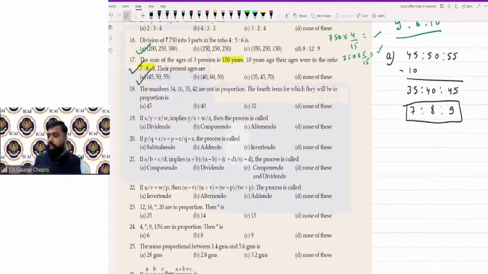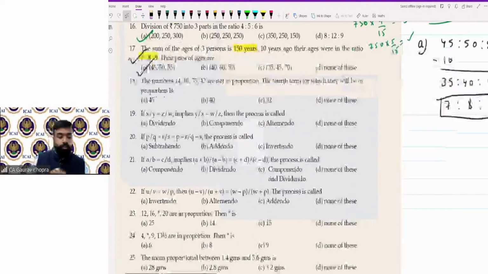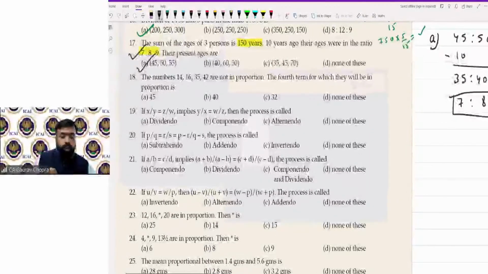Question number 18 is about fourth term. Yes, the 18 says the numbers are not in proportion. The fourth term for which they will be in proportion. तो इसका मतलब हुआ कि फोर्थ टर्म जो है वो रॉन्ग है. यू हैव टू चेंज द फोर्थ टर्म. तो फोर्थ टर्म क्या होनी चाहिए? This you have to answer. You have to answer the fourth term. That means the fourth term is missing for us.